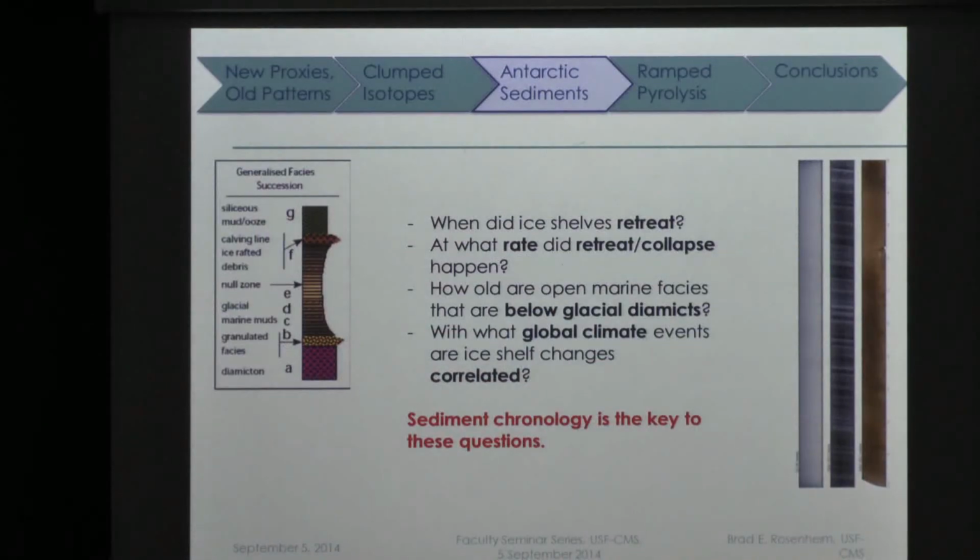But what's perplexing about Antarctica is that the time of the deposition of these different facies really is what's necessary to answer these important questions. When did they retreat? How did they do it? Was it slowly? Was it a collapse? How long did it take? And with what global climate events, like what's indicated in ice cores, do these facies correlate with? Well, chronology is the key to applying any of the proxies in these sediments and in these facies to that.